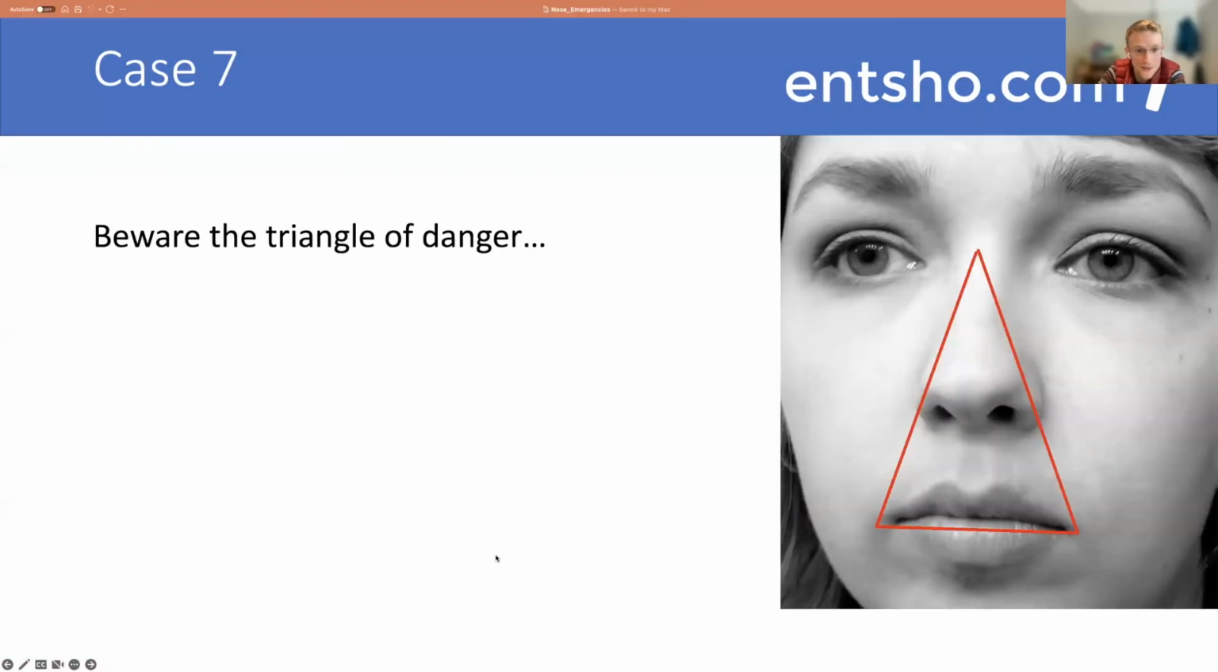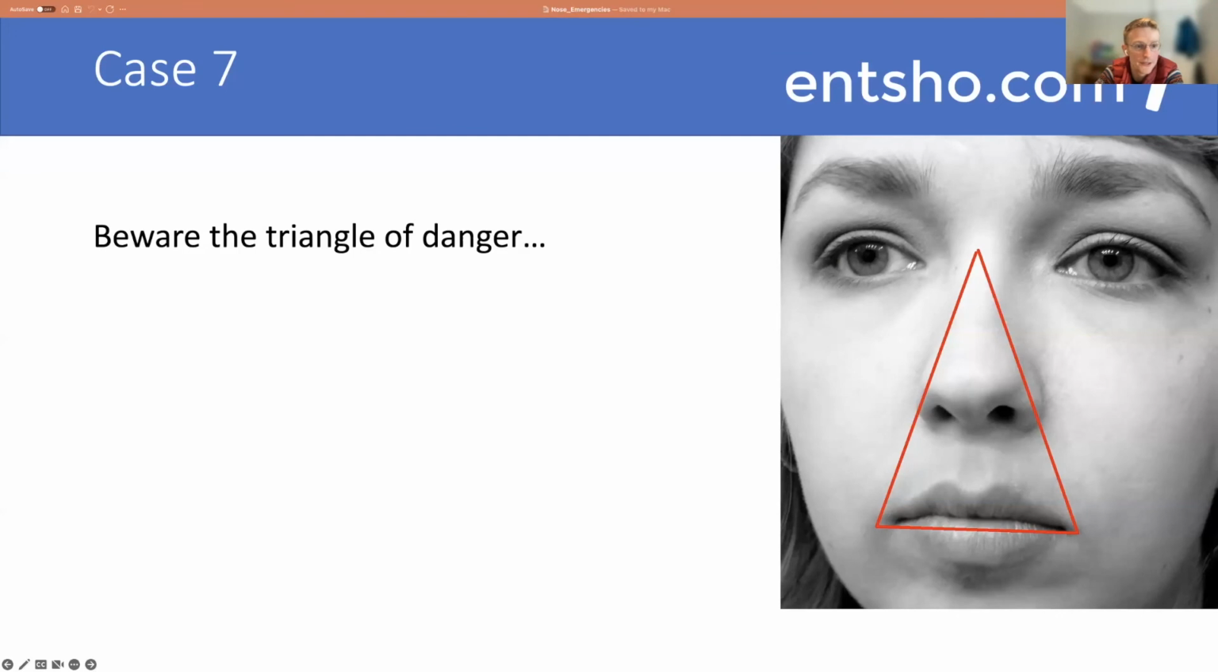And this is just to make the point of the triangle of danger or death, if you want to be dramatic. But essentially, it's the part of the face that's got venous drainage going back into the cavernous sinus. So it's really just to worry about infections in this region. The reason to worry about septal abscesses is just that you've got that tracking back into the intracranial space.